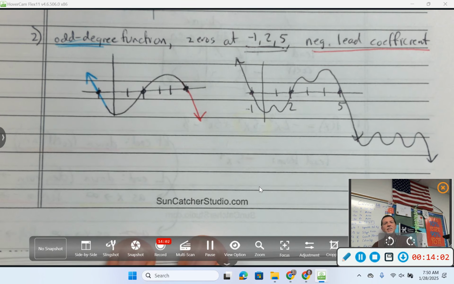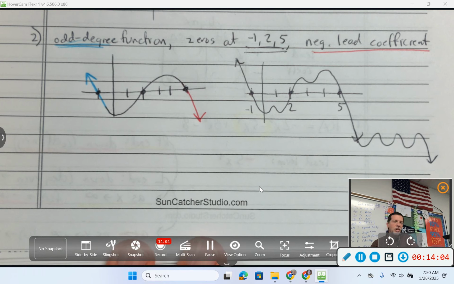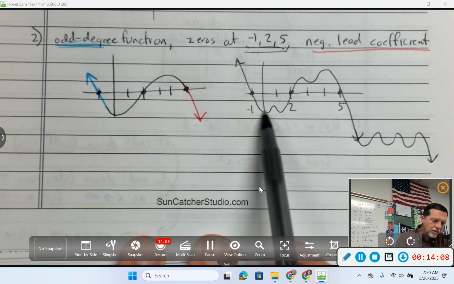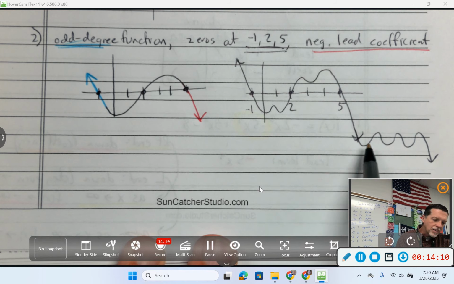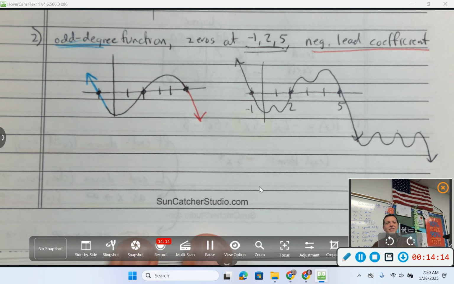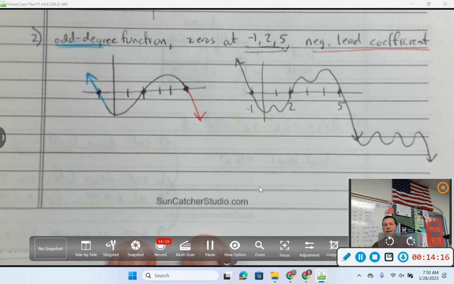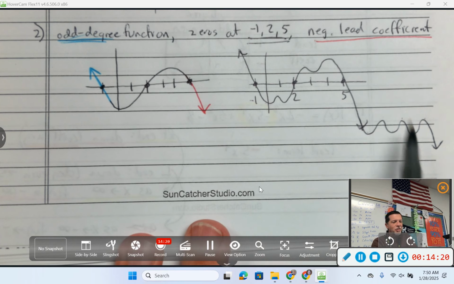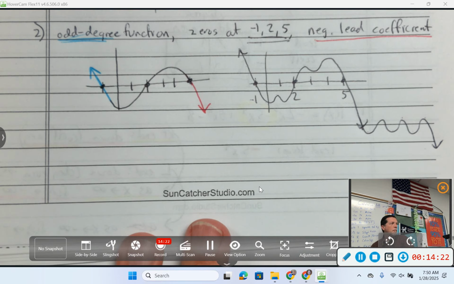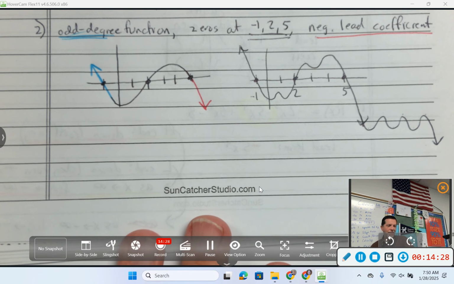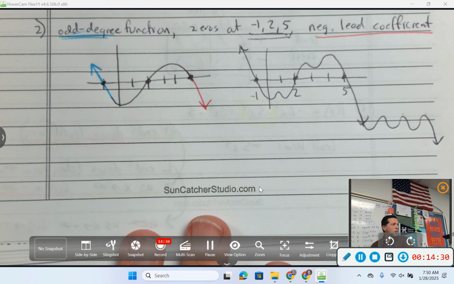So now, goodness. How about what power would this be? How many turns do I have? 1, 2, 3, 4, 5, 6, 7, 8, 9, 10, 11, 12. So that would be an x to the 13th. But it still fits all the requirements. It's odd degree. It has those zeros, the negative lead coefficient. It could be a higher one. It could be 15, 17, 19. 13 plus 2n is going to be fancy.